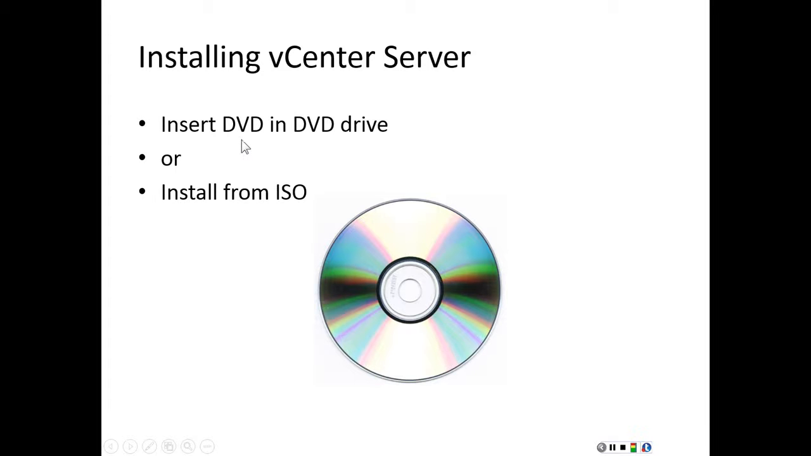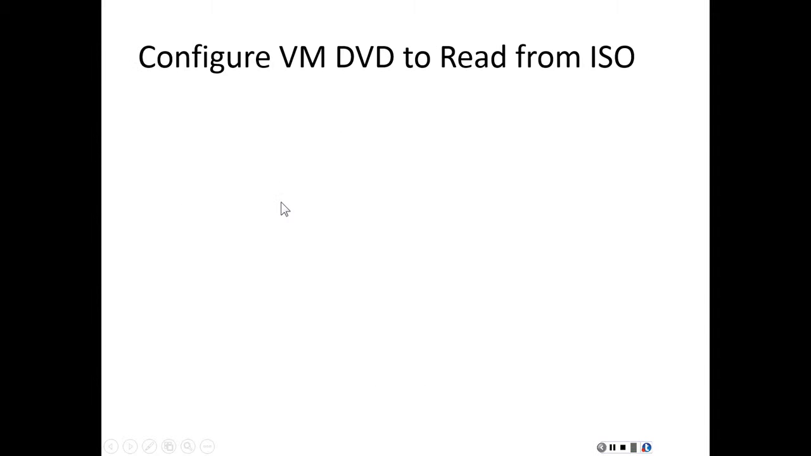What we would do is insert the DVD in the DVD drive, or we could install from ISO. Let's configure the virtual machine DVD to read from the ISO. And as you know, an ISO is a file which appears to a virtual machine as an installation DVD.